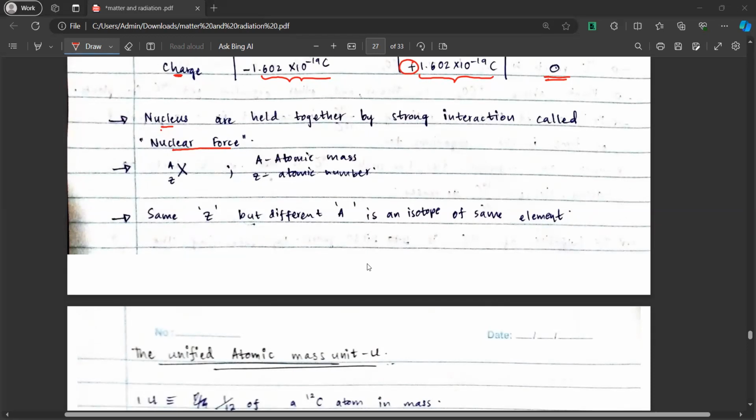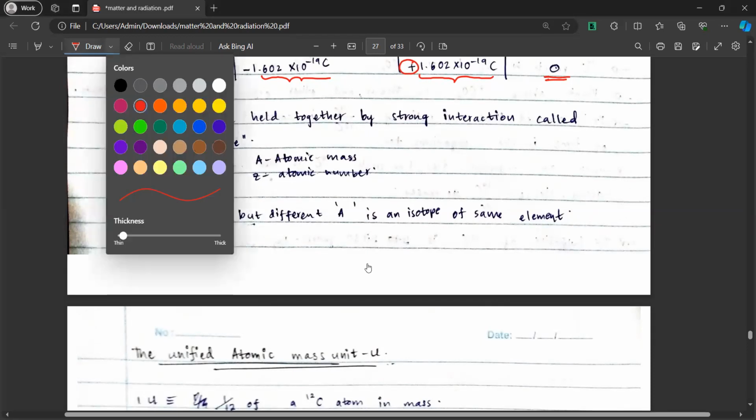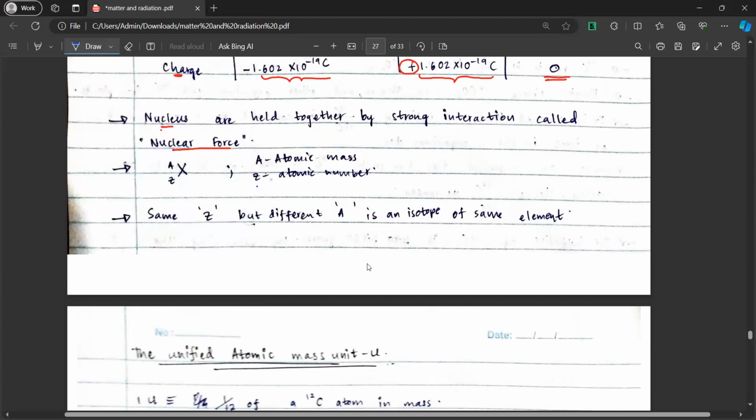And we know this representation, how to represent an atom. Let's say an atom X. It has an atomic number Z, which is written as subscript, and the atomic mass A, which is written as superscript. When we have the same Z but different A, we call them isotopes of the same element. So you already know that.